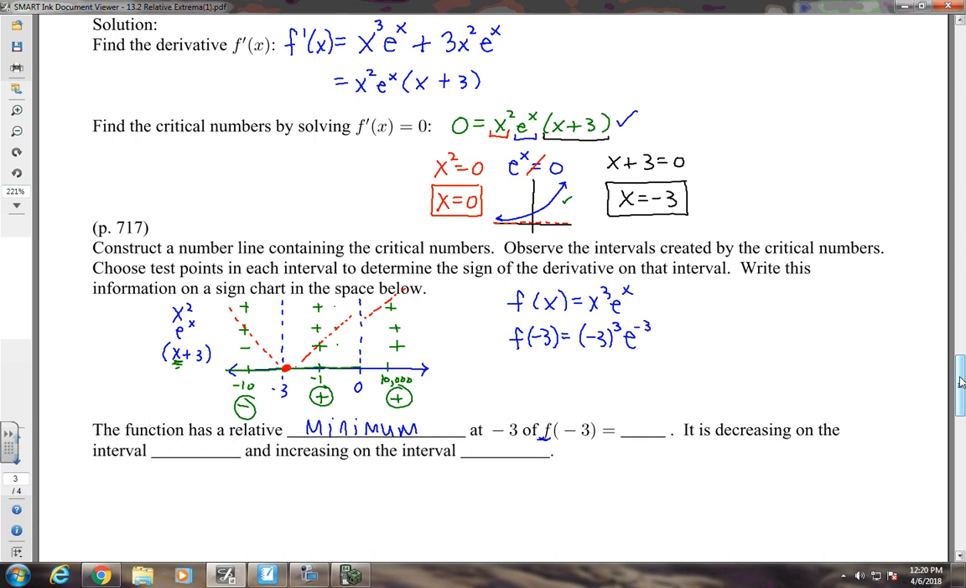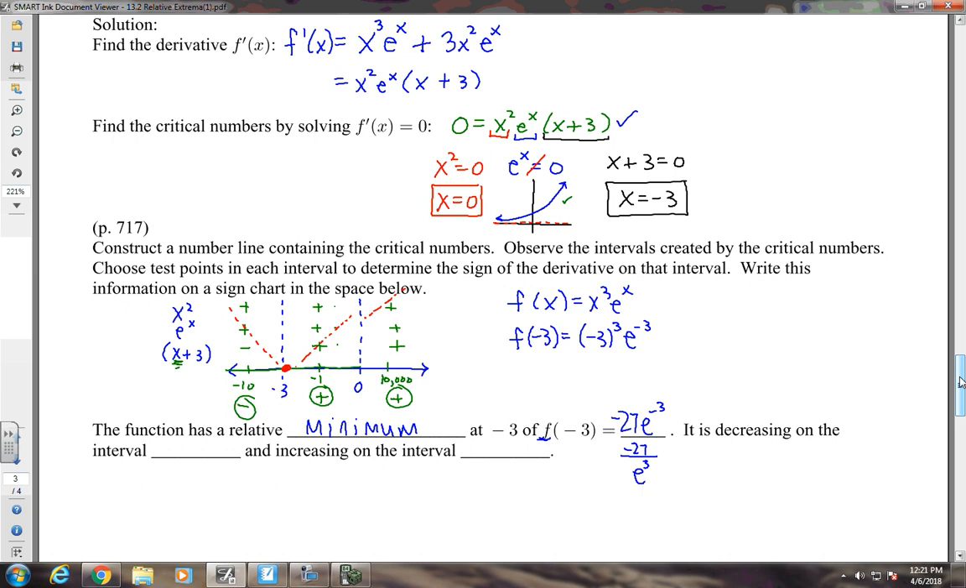-3 to the third power is -27. So we get -27 e to the -3, or you could say -27 over e to the third power. However you want to look at it is fine. It is decreasing on the interval.